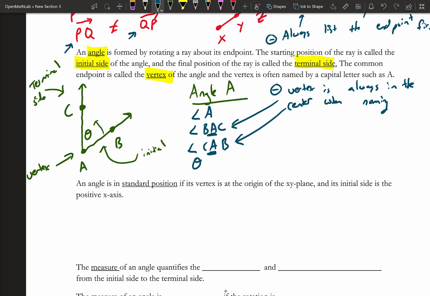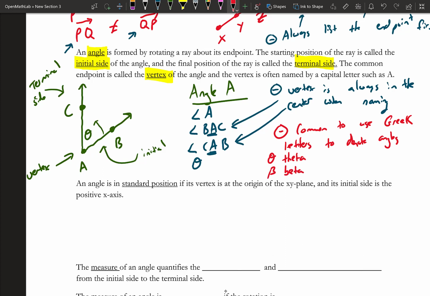And then, as I mentioned, it's also common to use Greek letters to denote angles. So we can use theta, we can use beta, alpha, or gamma.